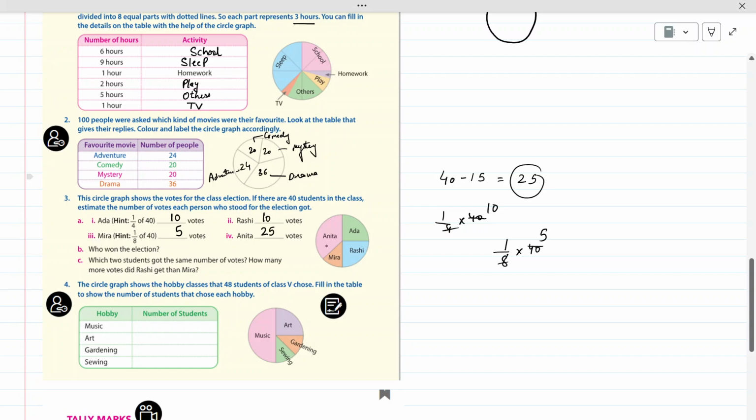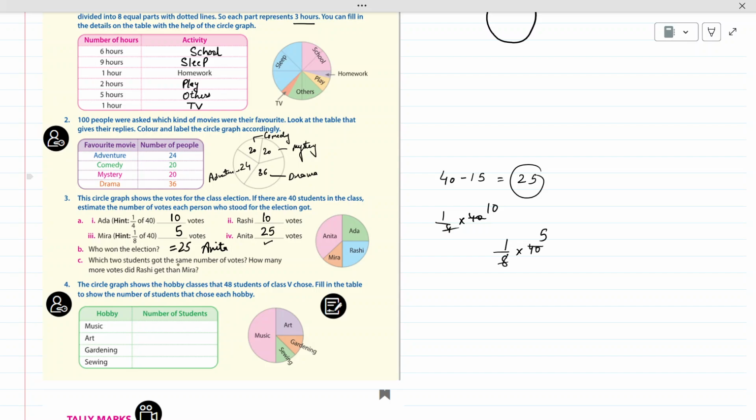So who won the election? It is Anita with the highest number of votes. We have calculated it, and it is also visible from the circular graph. She has got the maximum number of votes, that is 25. So who won the election with 25 votes? It's Anita who won the election.